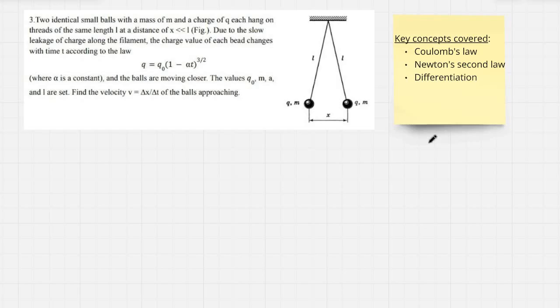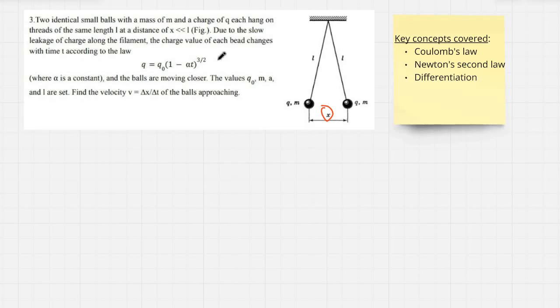In our problem, we have two identical small spheres, each of mass m and initial charge q0, suspended by long light strings of length L. Initially, the spheres repel each other due to their same charges, creating a small separation x. Over time, the charge leaks from the spheres following the equation Q equals Q0 times (1 minus a t) raised to the power of 3 halves, where a is a constant related to the charge leakage rate.